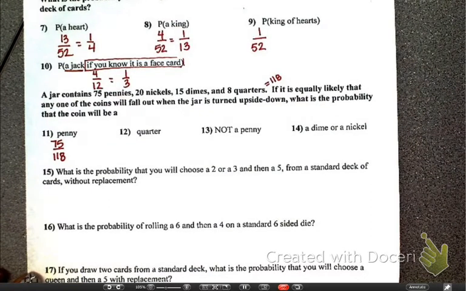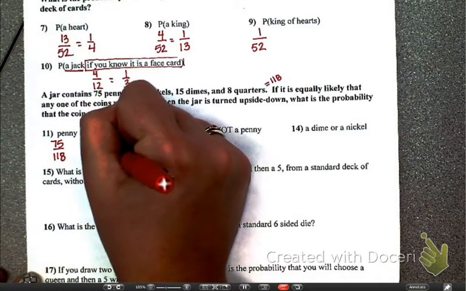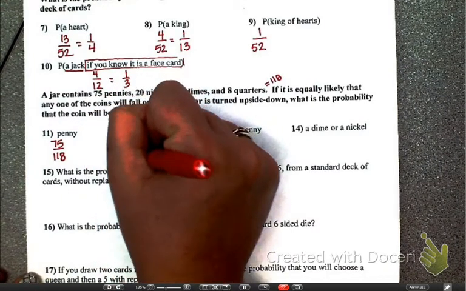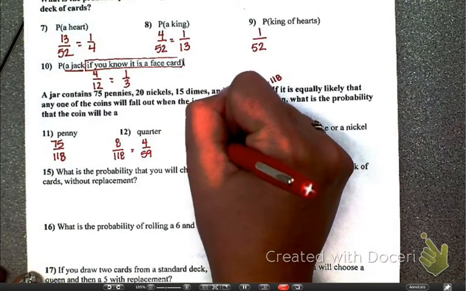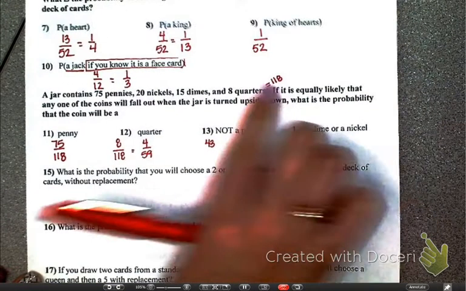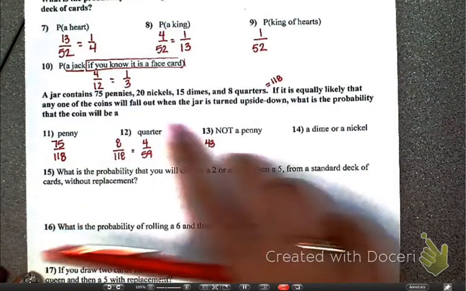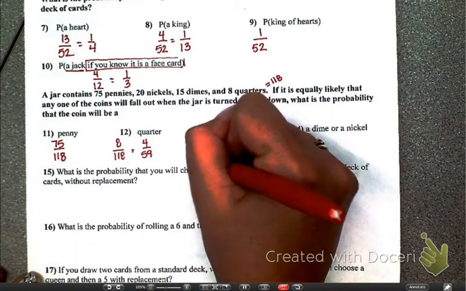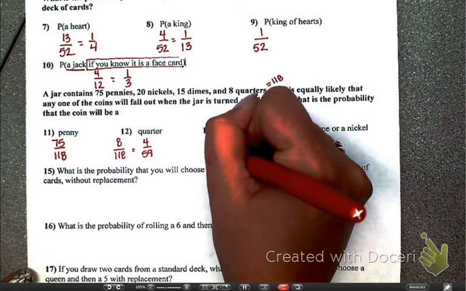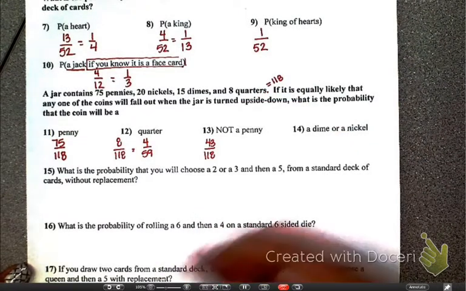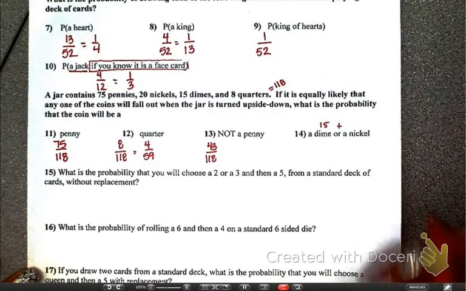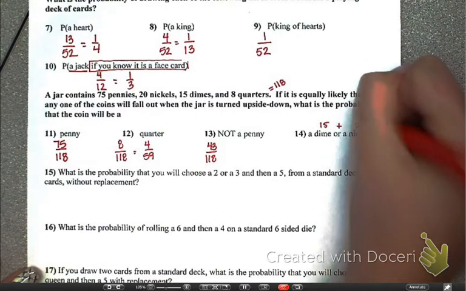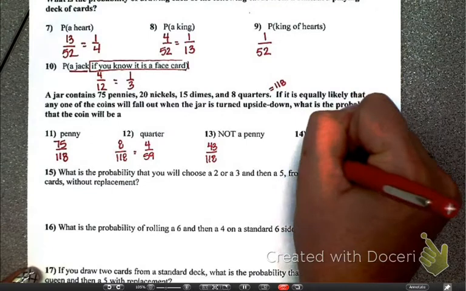How many quarters are there? 8 out of 118 reduces to 4/59. Not a penny. How'd you get 43? Subtract 75 from 118. So 118 minus the number of pennies, which is 75, leaves you with 43 coins out of 118. Or you can add up the other ones. Either way is fine, and that does not reduce. A dime or a nickel: there are 15 dimes. Or tells us to add. Nickels, there are 20. So 35 over 118, which does not reduce.